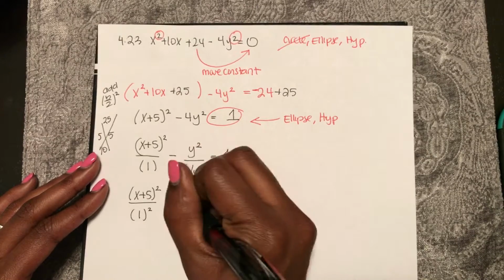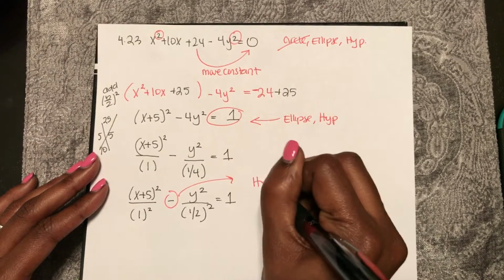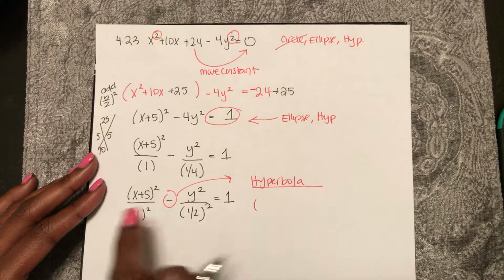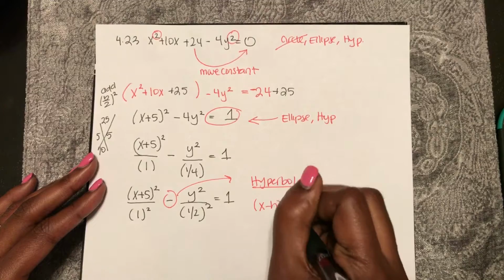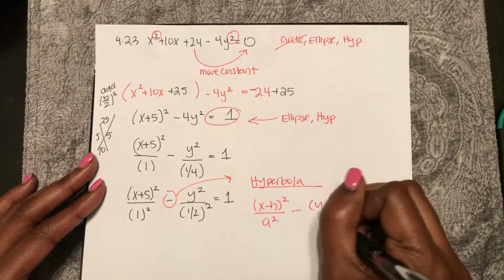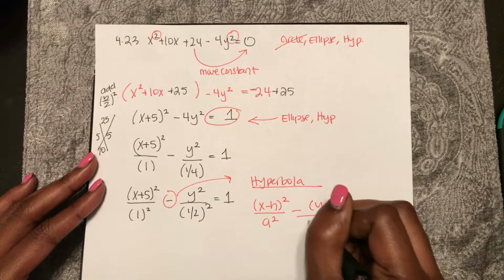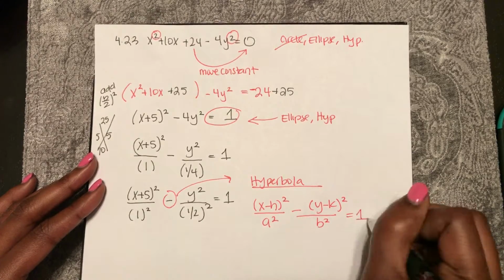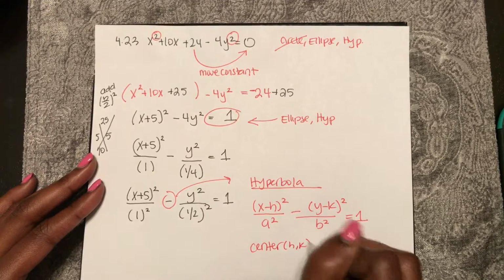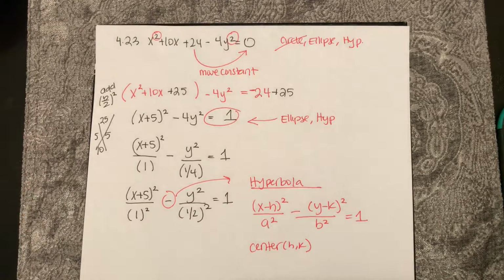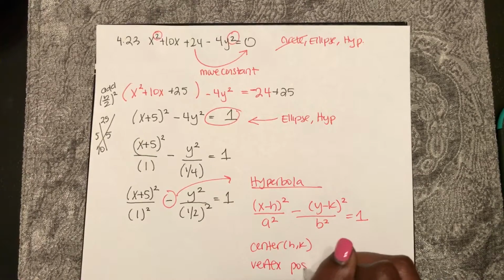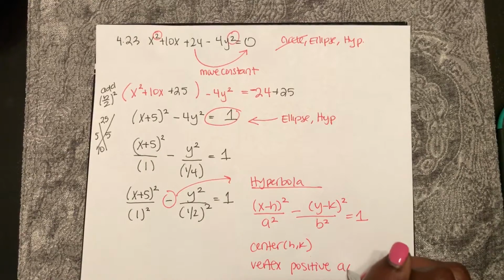So this subtraction tells me that this is a hyperbola. Hyperbolas are in the form, or at least this one is, x minus h squared over a squared minus y minus k squared over b squared equals 1, where the center is at h, k. And here, my vertex is on the positive axis.